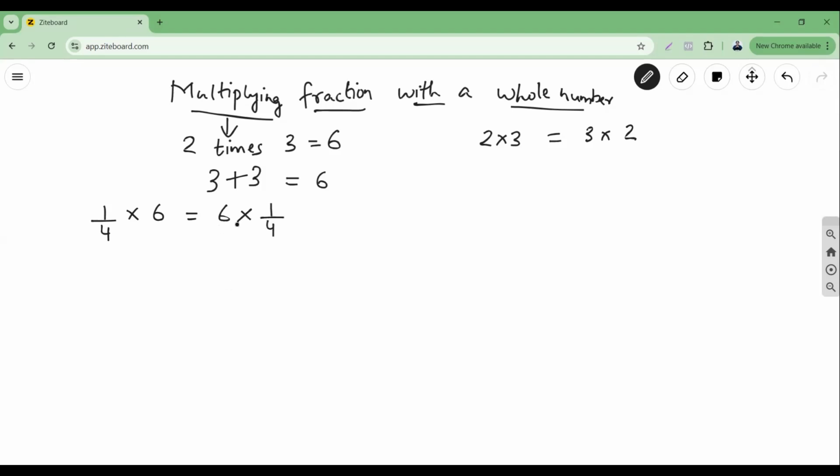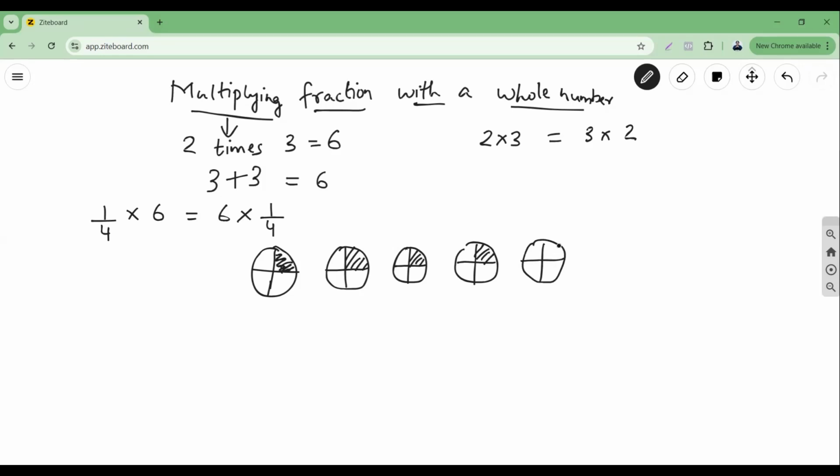Now, 6 times 1/4 means, first of all, I take a 1/4. This is a 1/4. Similarly, another 1/4 I will take. How many 1/4s am I going to take? 6 times. So 2 times I've already taken. This is the third time, this is the fourth time, this is the fifth time, and this is the sixth time. So 6 times I have taken the 1/4.